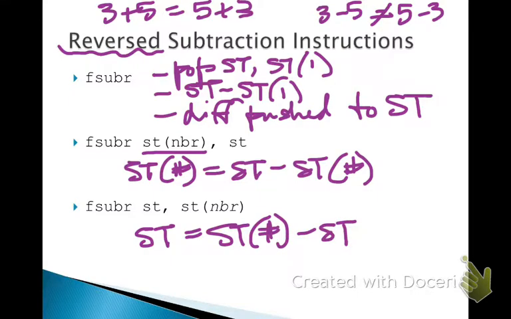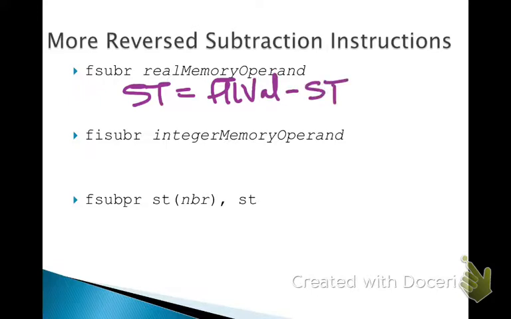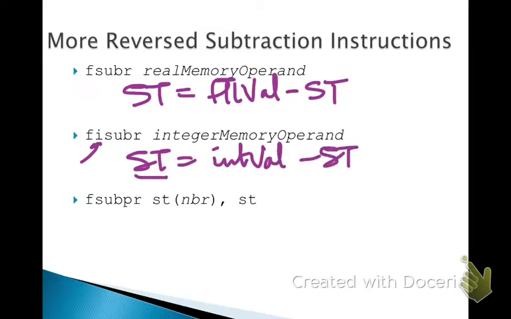Okay, a few more. Again, they work very similarly. These will overwrite stack top, but instead of ST minus float value, it'll calculate float value minus ST, and the difference will be stored at the stack top, or overwrite the stack top. Integer subtract: stack top equals int val minus stack top, so stack top is overwritten by the difference. Notice how handy these are.